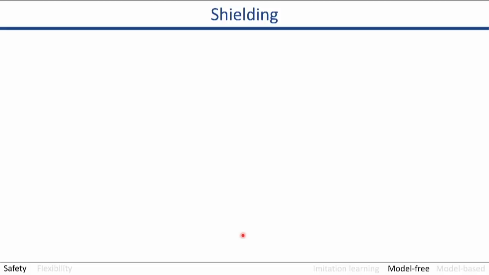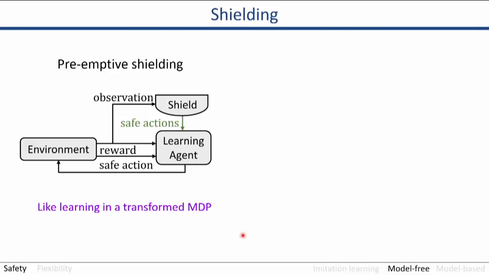So what they propose is this method called shielding. The motivation is to prevent the agent from doing anything stupid. They present two types of shielding. The first they call preemptive shielding. Again, we have this environment learning loop. When the environment gets an observation, the shield computes the set of actions that are safe. And then the learning agent can only execute this safe action set.